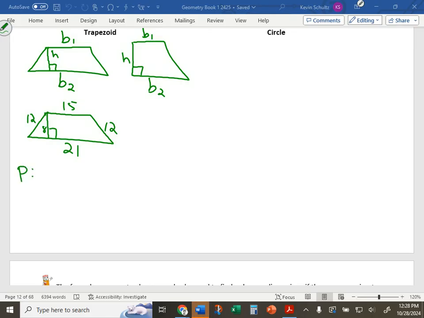What don't we care about? The height, that 8. And so 12 plus 15 plus 12 plus 21. We do get 50, don't we? No, we get 60. Perimeter is 60. Okay?